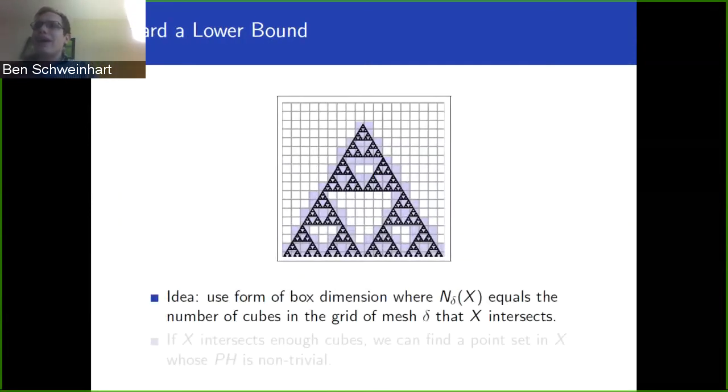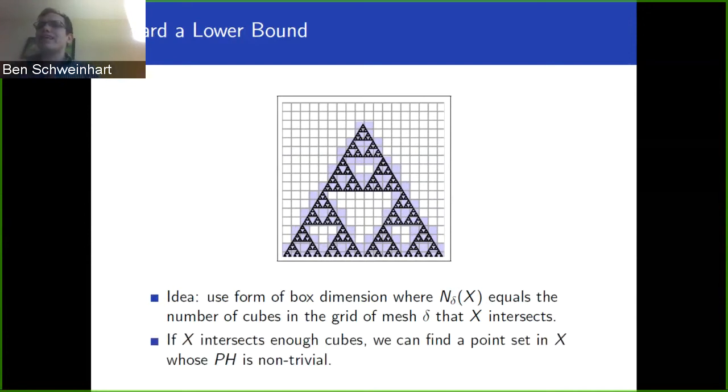And the idea of how to prove this lower bound is, we're using the form of the box dimension where N_delta of X is the number of cubes in the grid of mesh delta that X intersects. And the idea is if X intersects enough cubes, we can find some pointed set in X whose persistent homology is non-trivial. That's the basic idea. If the box dimension's high enough, we intersect enough cubes, we can find one point in each cube. That point set will give us some persistent homology, and we can bootstrap that to get some scaling relation between the persistent homology and the box dimension.